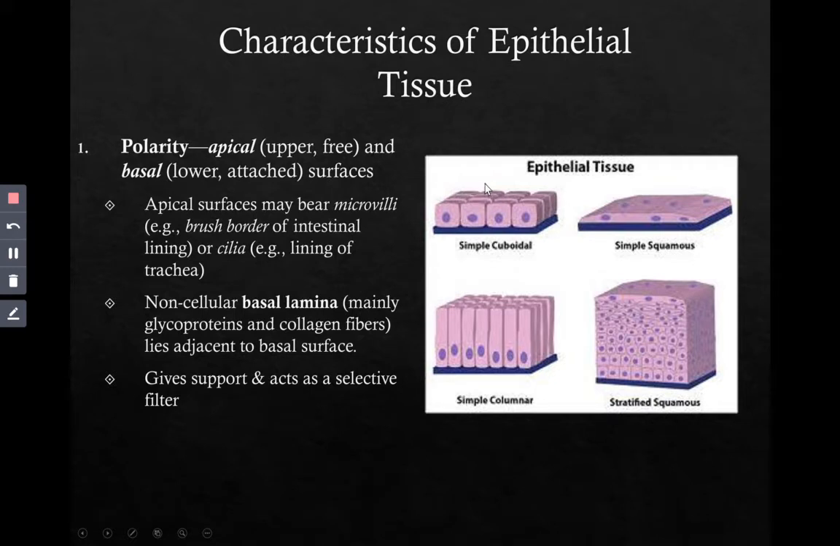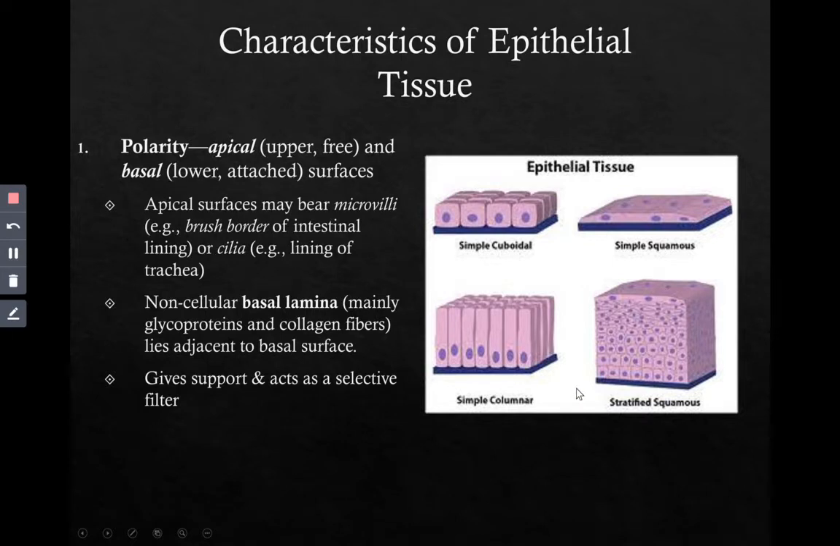In this example, it's the upper region, or you might want to call it the top region. But the free region is called the apical surface, whereas the non-free region, the region that is attached or lower or at the bottom, that's called the basal surface. So I'll point out the apical and the basal surface for all four of these examples. So this is apical, this is basal, apical, basal, apical, basal, and of course apical, basal.